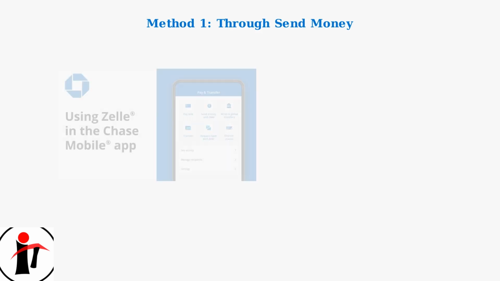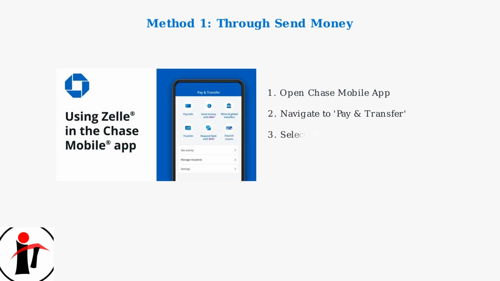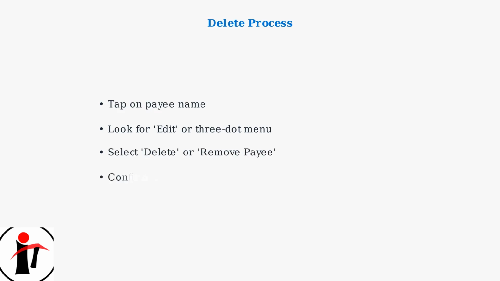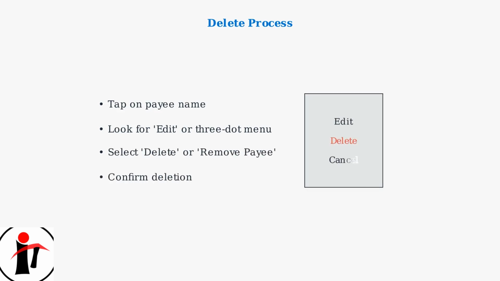Method 1 uses the Send Money feature. Open the Chase mobile app, navigate to Pay and Transfer, then select Send Money with Zelle. Find the payee you want to remove and tap their name. In the Pay and Transfer interface, you'll see several options. Select Send Money with Zelle to access your payee list. Once you tap the payee name, look for an Edit option or three-dot menu. Select Delete or Remove Payee, then confirm the deletion to complete the process.